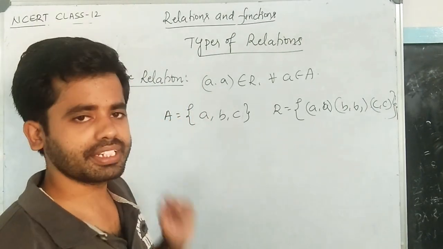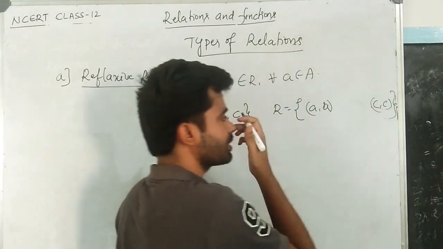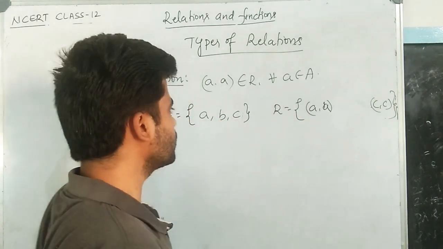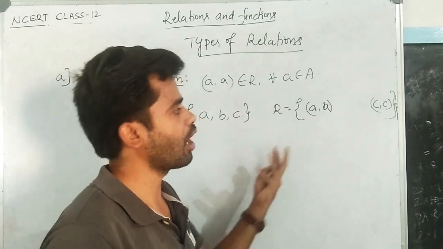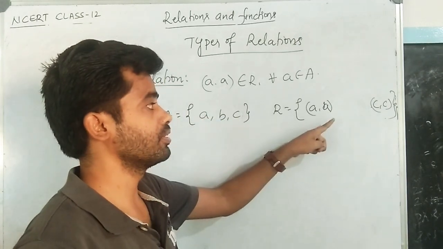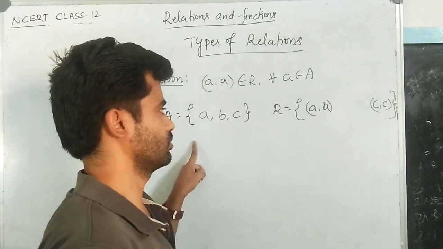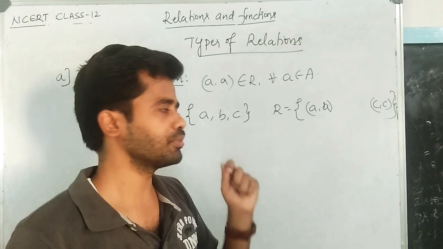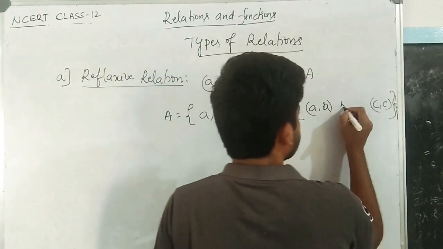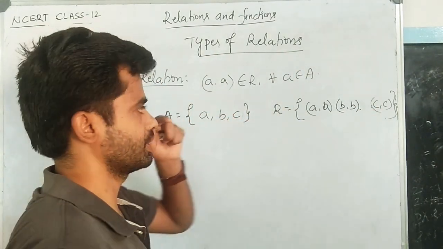If one of the elements, for example (b, b), is not in the relation, it is not satisfying the relation. Then is it reflexive? The remaining two are satisfying, but how can we say it is reflexive? It is not reflexive. I said it must be satisfied by all the elements of the set. If it is not satisfied by any one element, it is not reflexive. Then it must contain (b, b). Then only it is a reflexive relation.